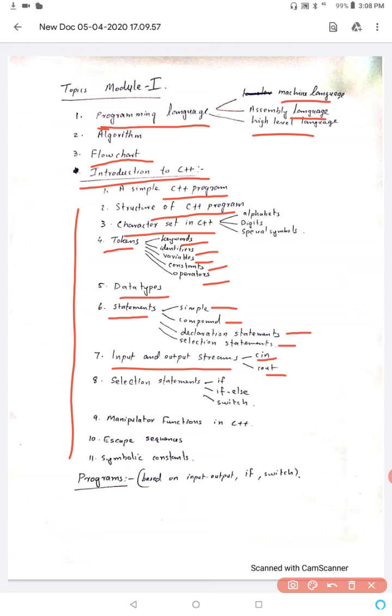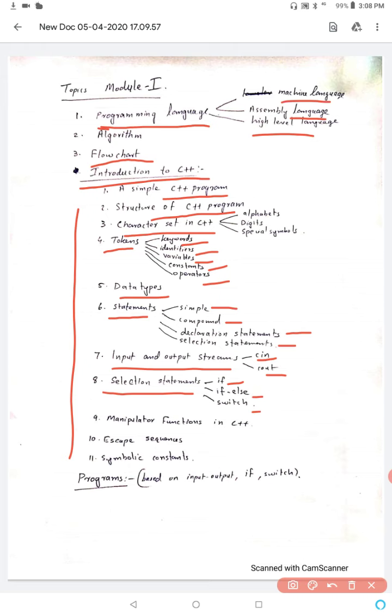Then coming to one type of statement, that is the selection statement. Selection means we have to make a decision. If we have some alternatives, we have to select from them. So for selection statements, that is the if else and switch statements, we will learn.